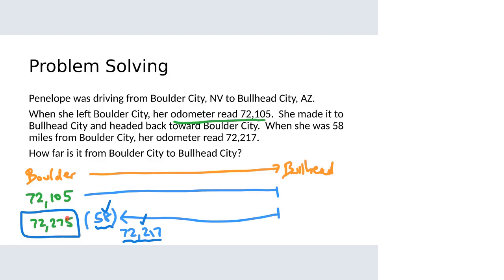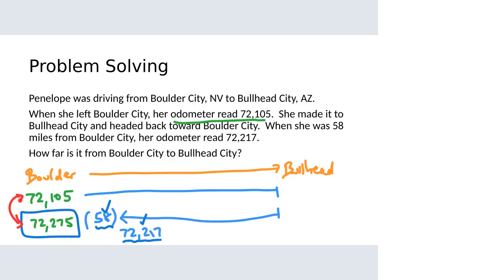Please let me know if you have any questions on that. Essentially, we said, what's her odometer going to be after she drives those 58 miles that she has left to get back to Boulder City? If we're good on those 2 green numbers, I think we're kind of home free here. Outstanding.